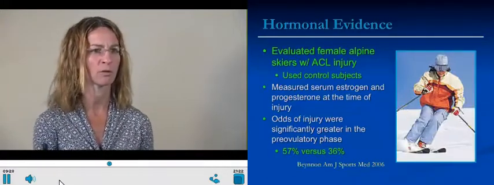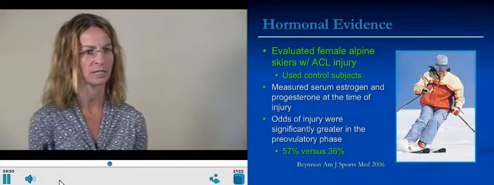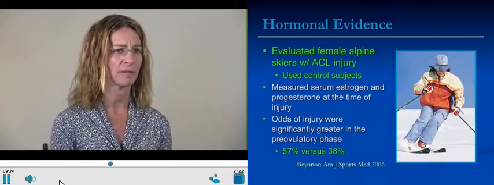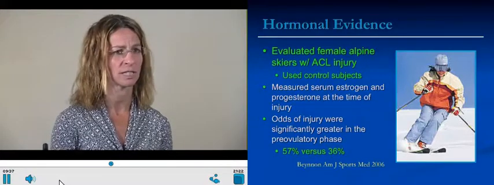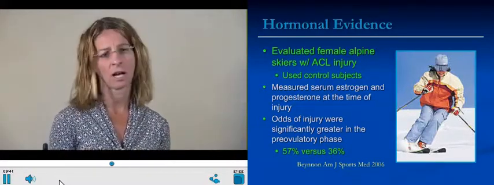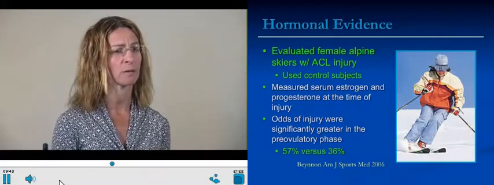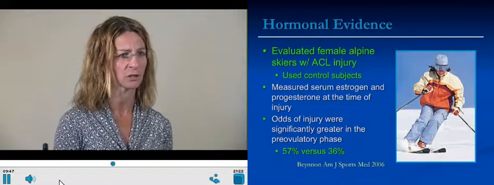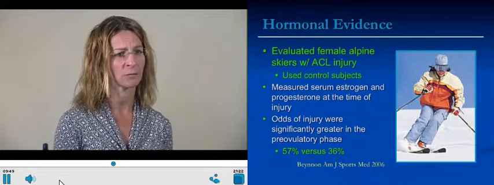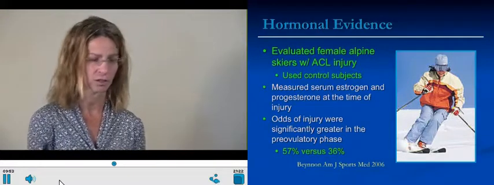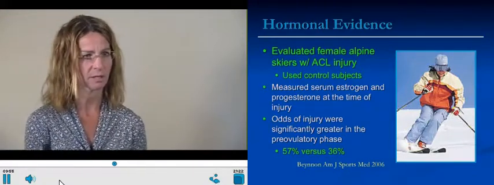Some more hormonal evidence. There was a great study done in the American Journal of Sports Medicine in 2006 that evaluated female alpine skiers with ACL injuries, and they used control subjects. So people would ski, they would blow out their ACL on a mountain, they would come down and they would measure serum estrogen and progesterone levels at the time of injury. And the odds of injury, again, were significantly greater in the preovulatory phase, 57% versus 36%.